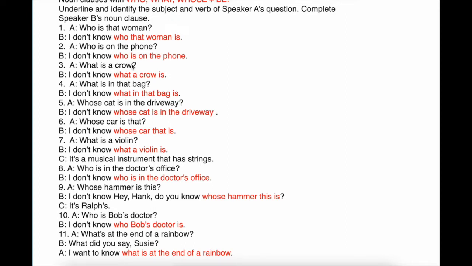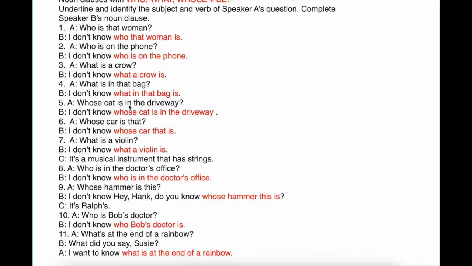What's a crow? This is the subject. I don't know what a crow is. Careful, in question, the verb or the helping verb is before the subject, in regular form after the subject. What is in that bag? I don't know what in that bag is.